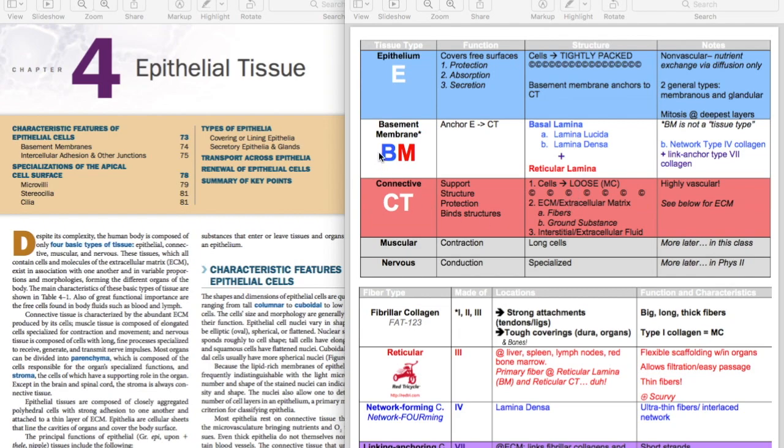Well, one might say the basement membrane connects epithelium to connective tissue. That's absolutely true. But if you want to take it down to the more minute scale, and you have link anchor type 7 collagen as an answer choice, that's probably the most specific nitty-gritty answer. It is what is going to connect the basal lamina of the epithelium to the reticular lamina of connective tissue. All right, so type 7 link anchor.